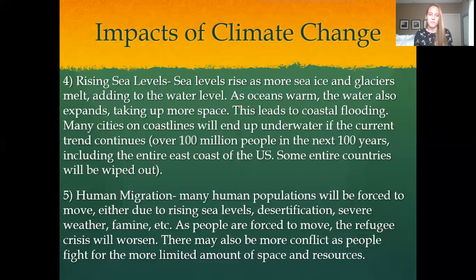Many human populations will be forced to move because of those rising sea levels or because of desertification, where you have a desert forming because of a long-term drought, severe weather, or famine, again, because of a drought or something like that. All of those can force people to move, which will worsen our refugee crisis, and can cause more conflict between people as they fight for the limited amount of space and resources that we will have left.